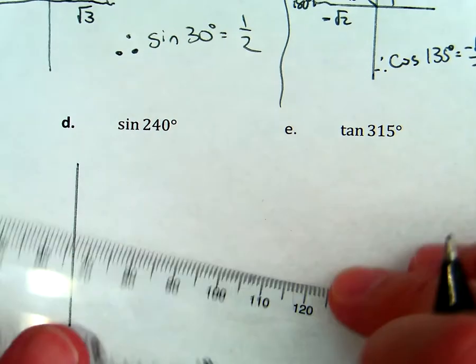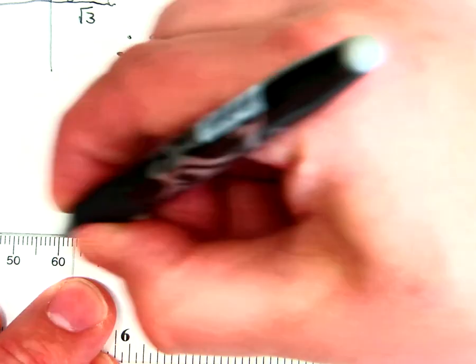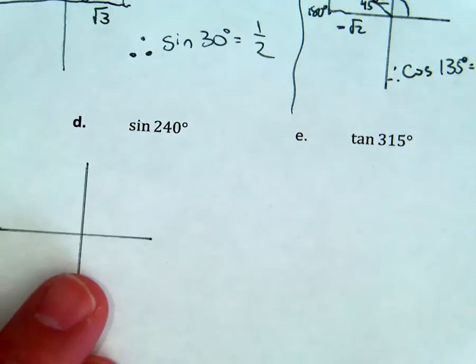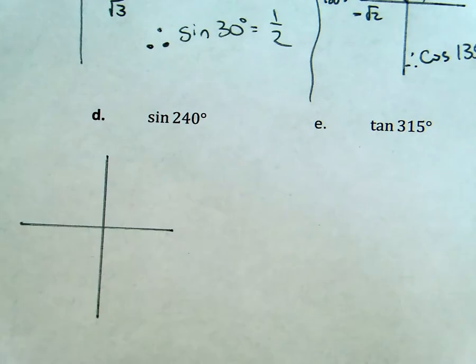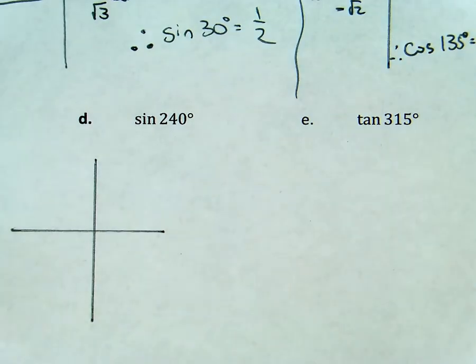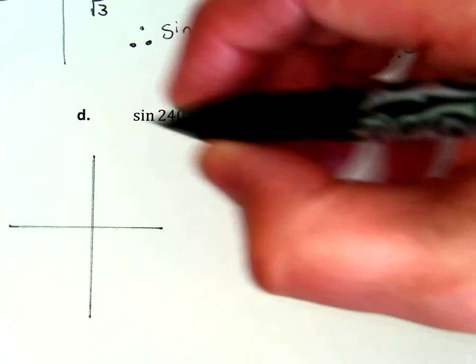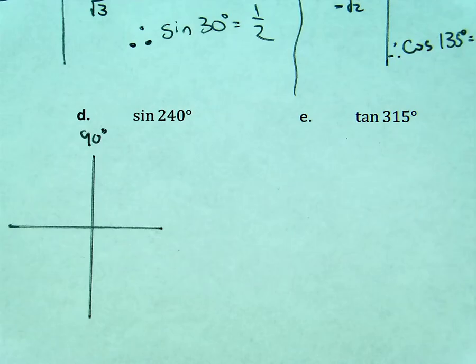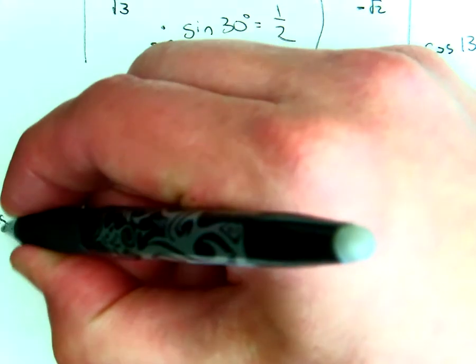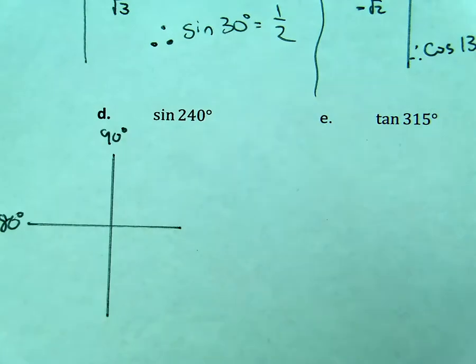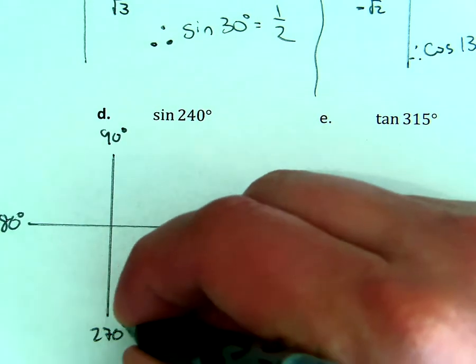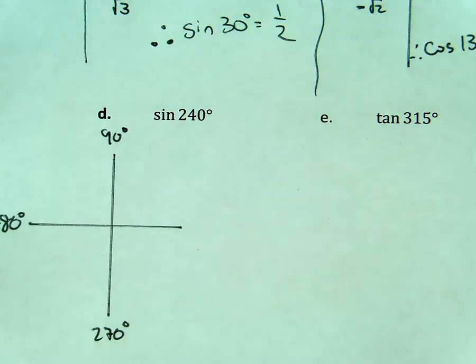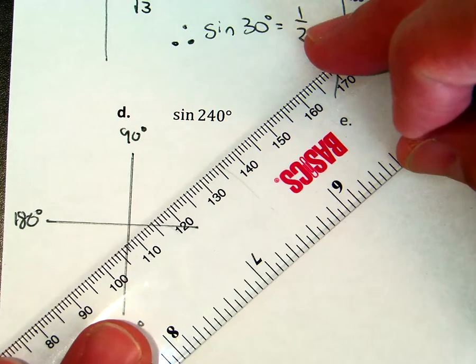So there's my y-axis, there's my x-axis, and then I'm going to sketch where 240 degrees would be. So 240 degrees would be in, I think, the third quadrant, so this would be 90 degrees up there. This guy over here would be 180 degrees. Down here we'd have 270 degrees. So 240 is not quite 270, so it's going to be in the third quadrant. So I'm going to draw a third quadrant.